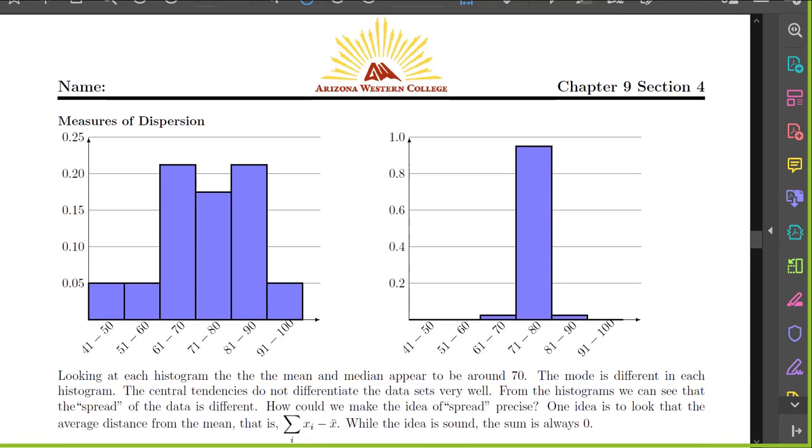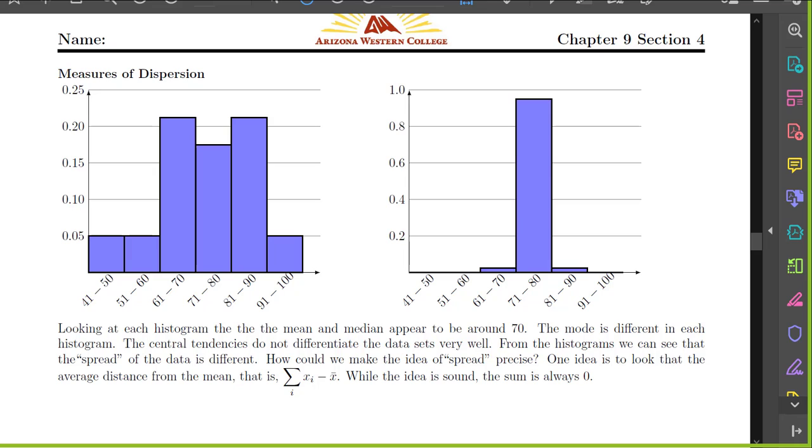All right, so let's move into 9.4, measures of dispersion. Looking at each histogram, the mean, median, and mode appear to be around the number 70 in each of these. The mode is different in each histogram. The central tendencies do not differentiate the data sets very well.